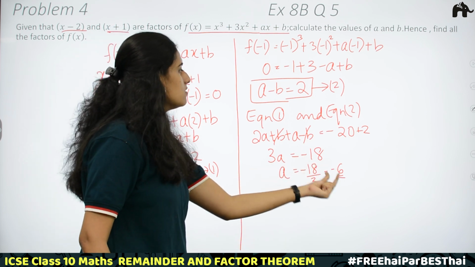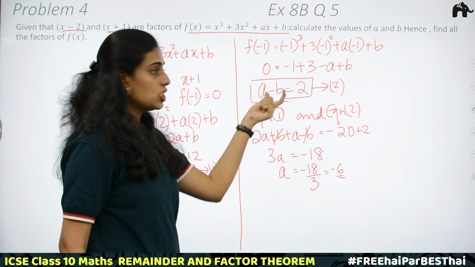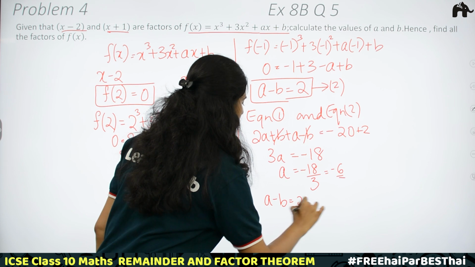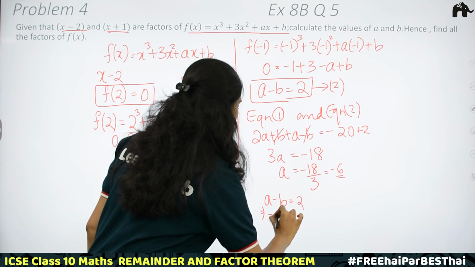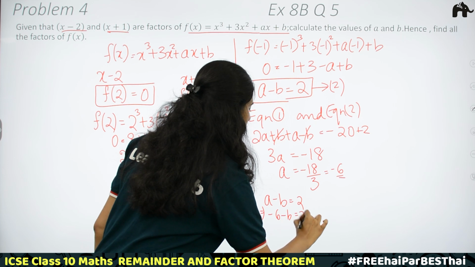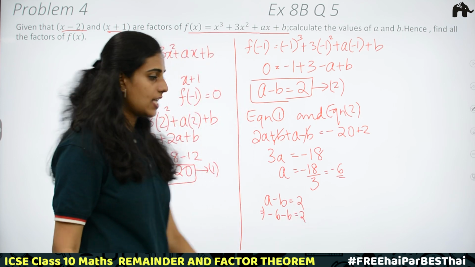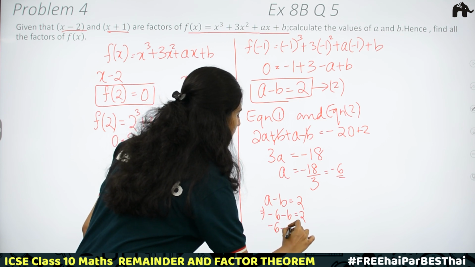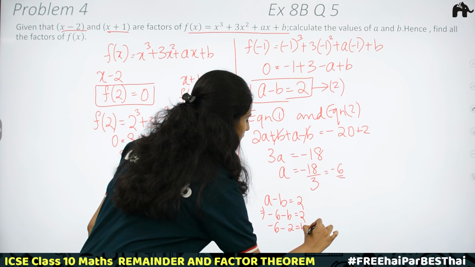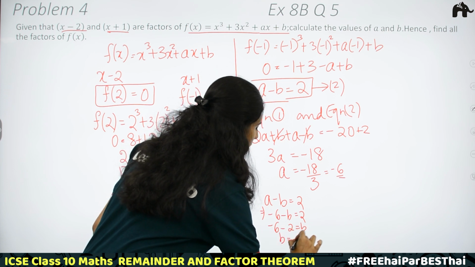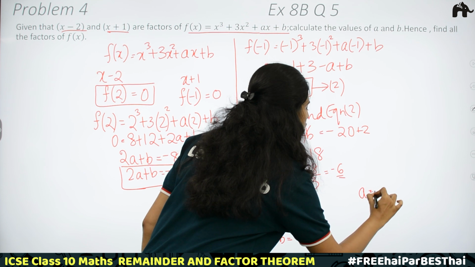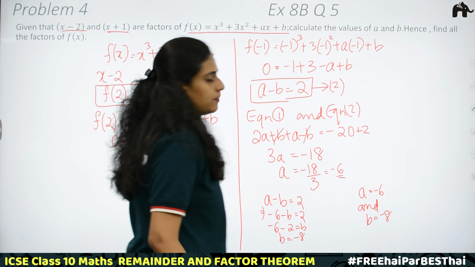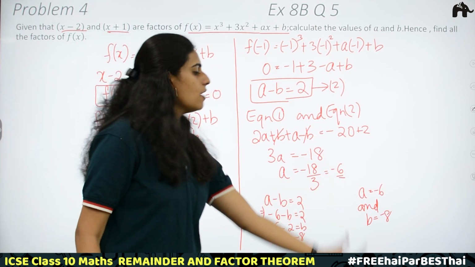Now, I am substituting this value of a in the equation 2. When you substitute in equation 2, which is a minus b is equal to 2, implies minus 6 minus b is equal to 2. Taking this minus b to the opposite side and 2 to the opposite side, we get minus 6 minus 2 is equal to b, which means b is equal to minus 8. The value of a is equal to minus 6 and value of b is equal to minus 8. Clear? We got the values of a and b.